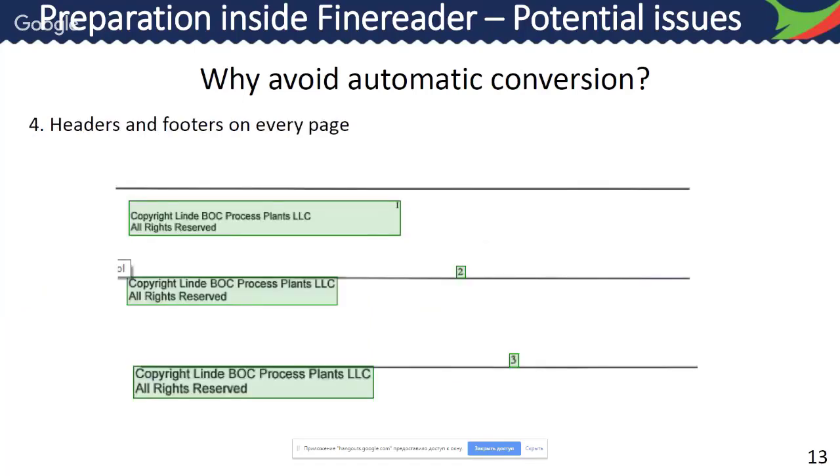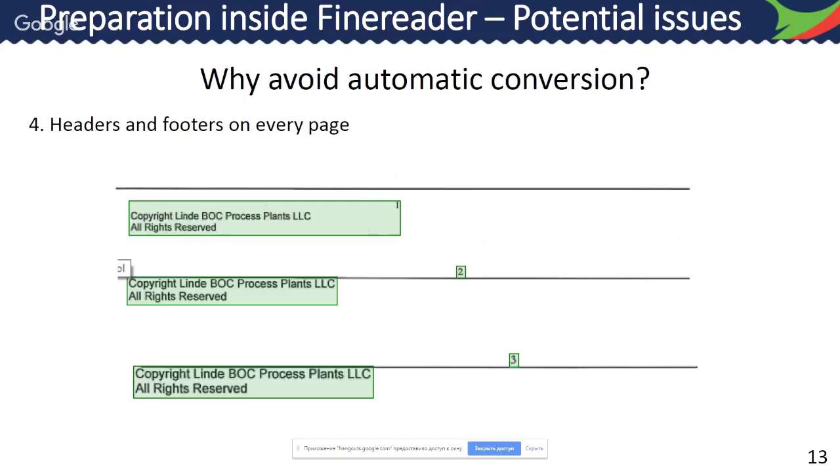Automatically, Finereader will always recognize headers and footers which repeat on every page. As a result, this text will be repeated on every page in the Word document. Instead, I recommend to include only the first repeating header and footer and not mark the other identical headers and footers on the following pages. You can read more about this in the brochure.